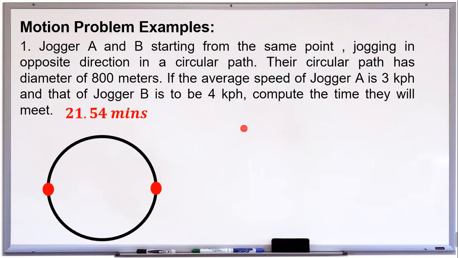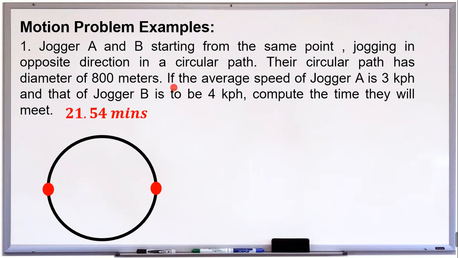Okay, now let's have our first example for motion problems. So we have here joggers A and B starting from the same point, jogging in opposite directions in a circular path. So we have here a circular path.